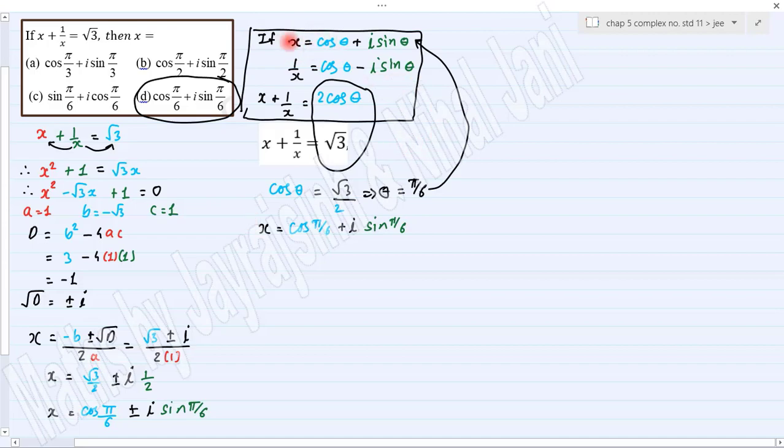This result is true for cos theta minus i sin theta as well. Then you will get 1 by x as cos theta plus i sin theta, and your i sin theta will cancel out, and you will get x plus 1 by x is equal to the same result. Use this information to solve this kind of question. Okay?